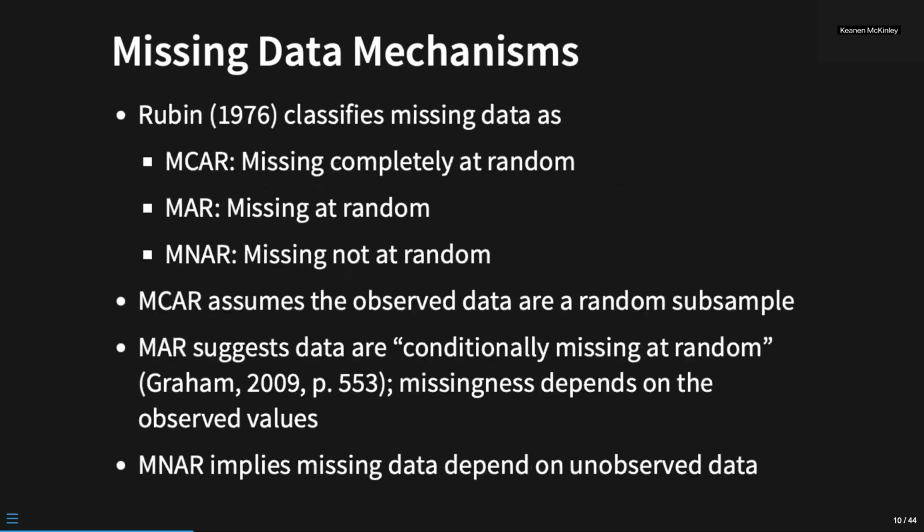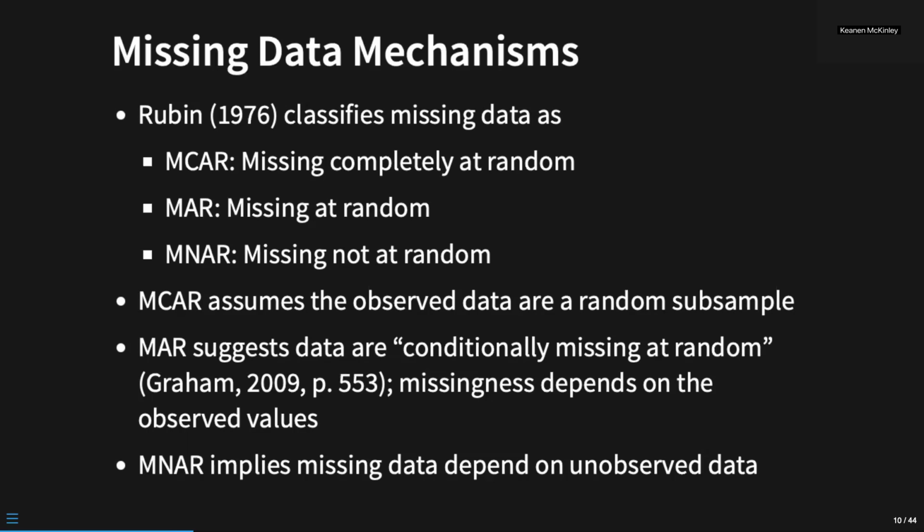So generally, there's three different mechanisms out there: missing completely at random, or MCAR; missing at random, MAR; or missing not at random, MNAR. MCAR is an assumption that's very difficult to defend because it's assuming the observed data are a random subsample. So we try to make the assumption that the missing data is just random by chance, which is typically not the case because there's going to be some underlying reason for why data might be missing.